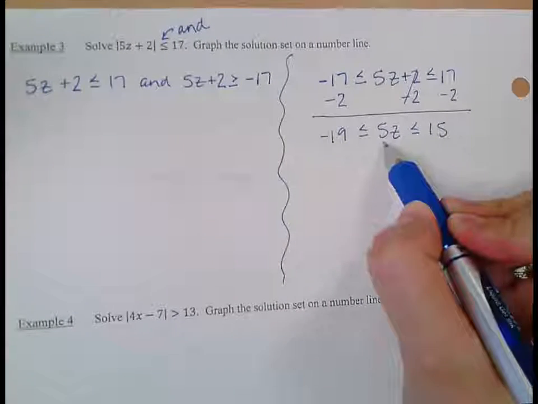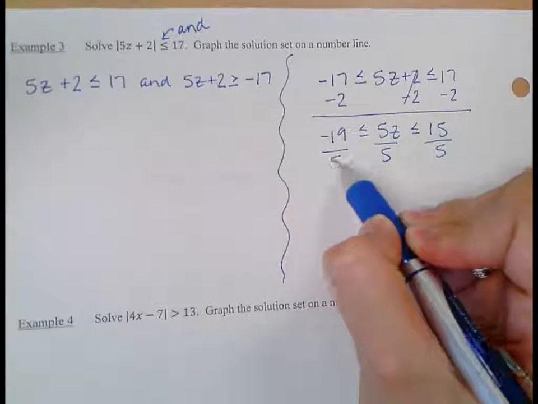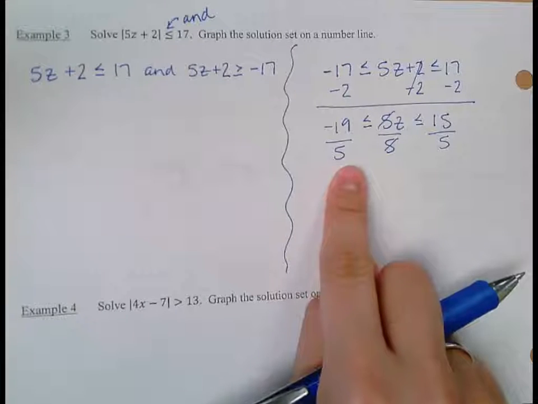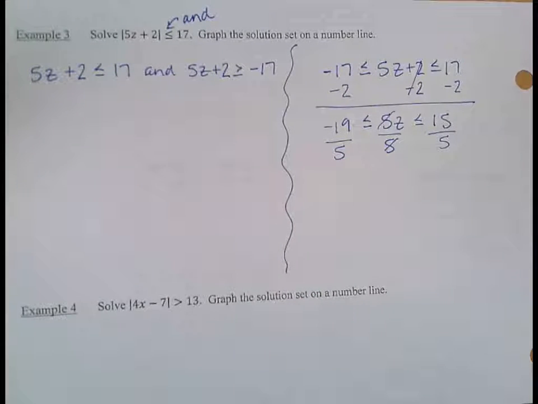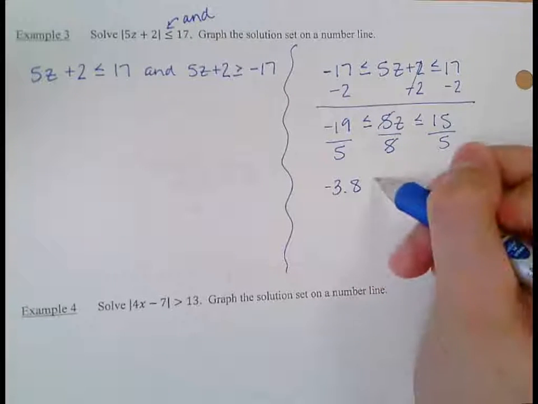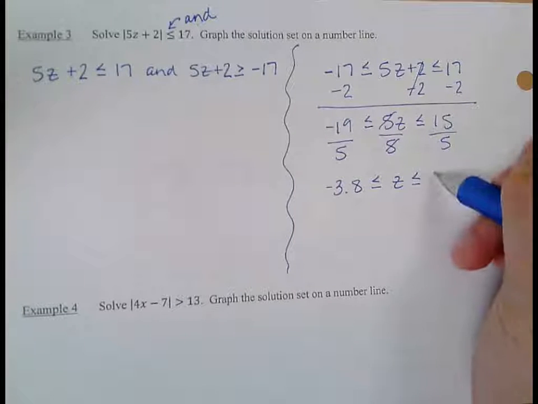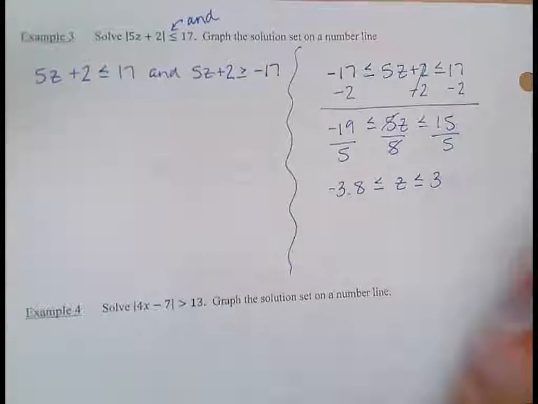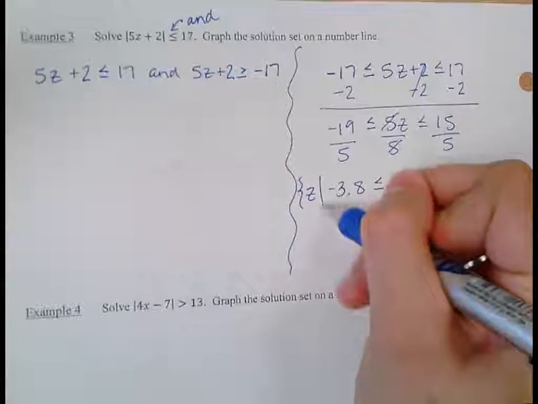And then divide both sides by 5. Now on the left, I can keep negative 19/5, it is a simplified fraction, or I can write that as a decimal since it does terminate. It's negative 3.8 is less than or equal to z is less than or equal to 15 divided by 5 is 3. And that is your solution set, so I can just add in the set builder notation around it.